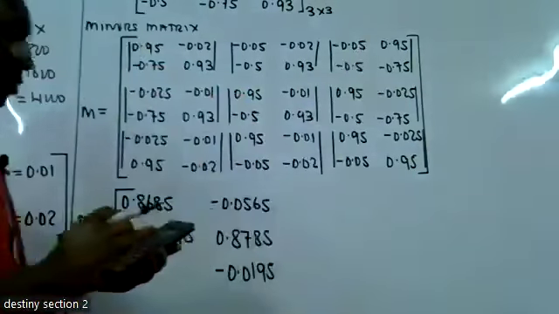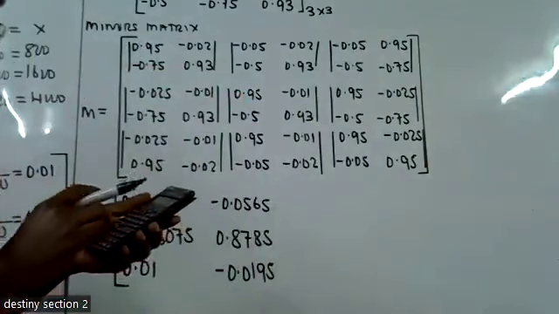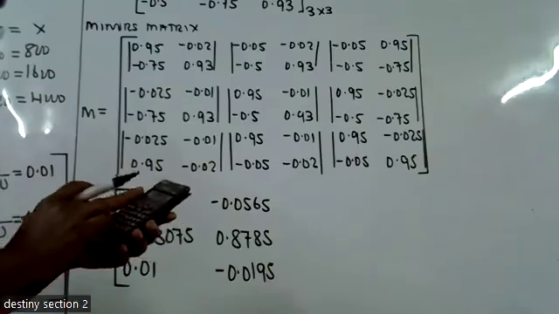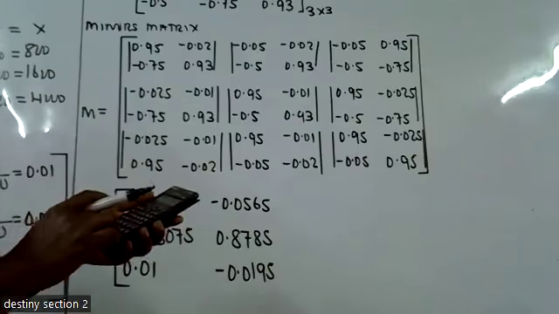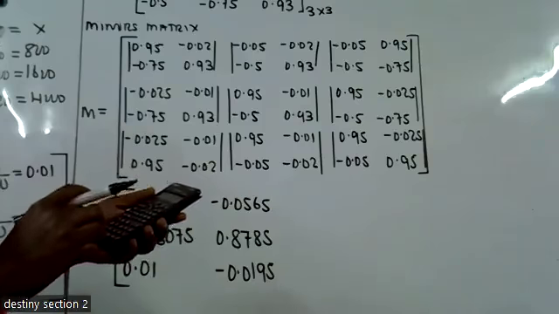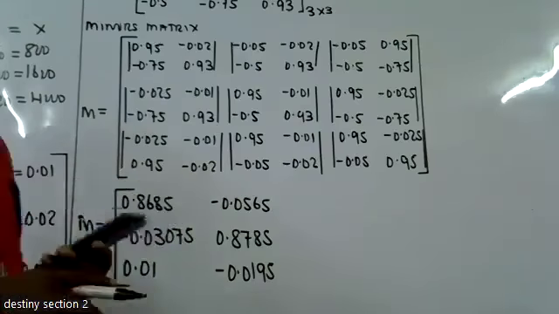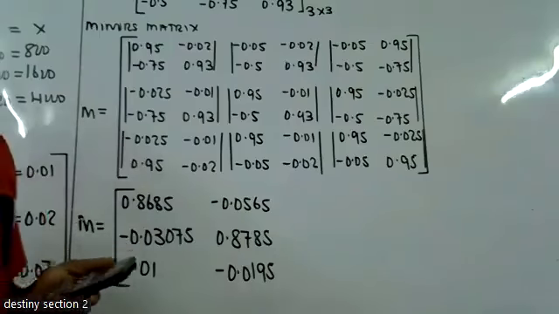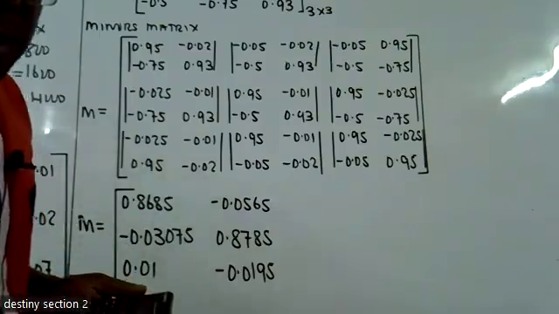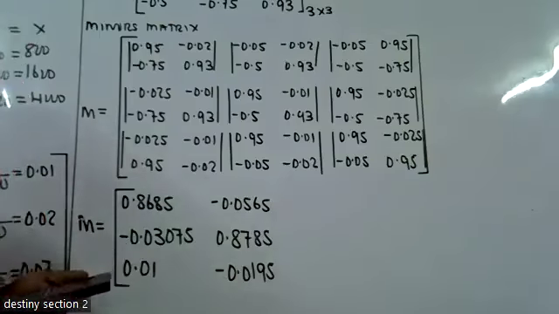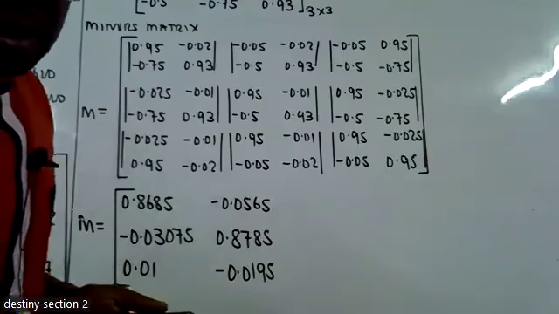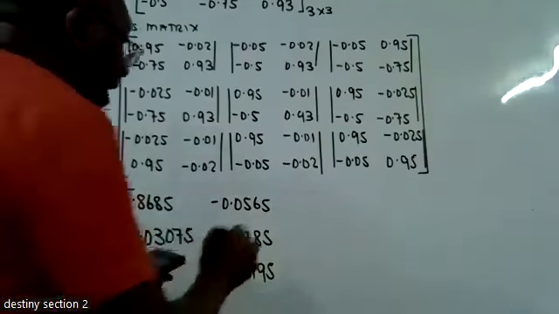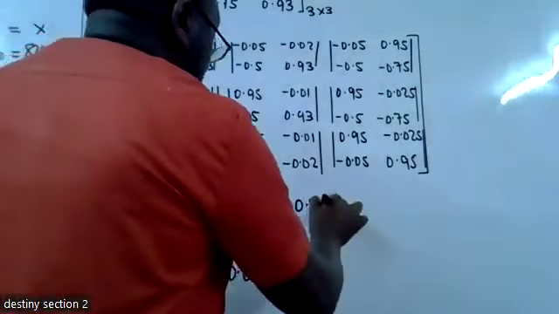Here, you say minus 0.05 times minus 0.075. Then minus 0.5 times 0.95. Give me the answer. Yeah, I can see the answer, 0.5125.